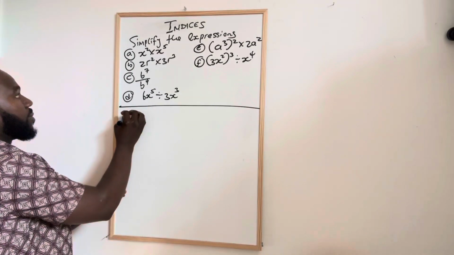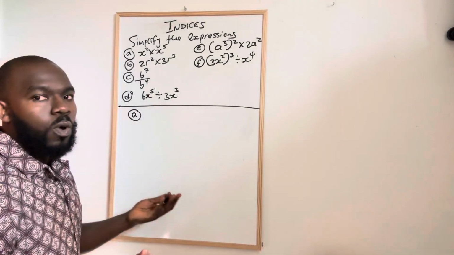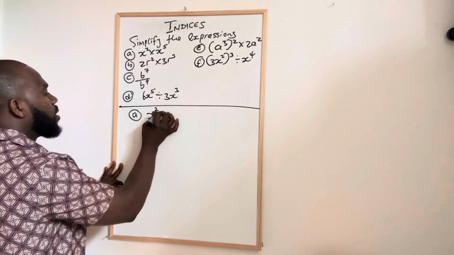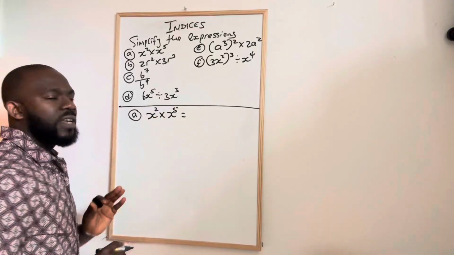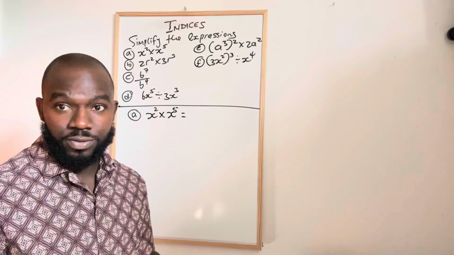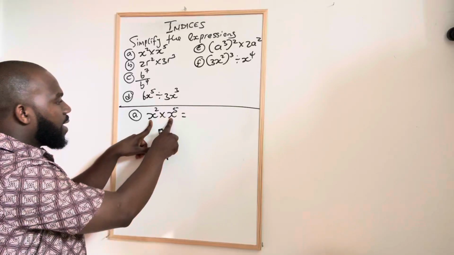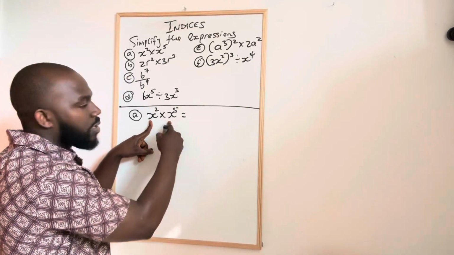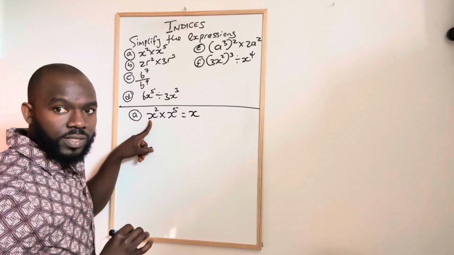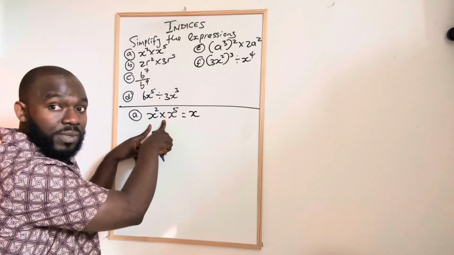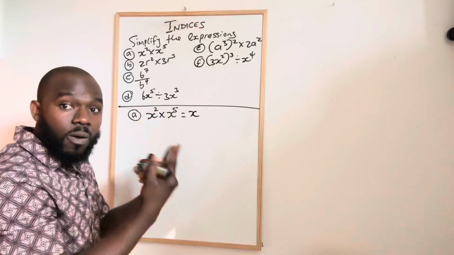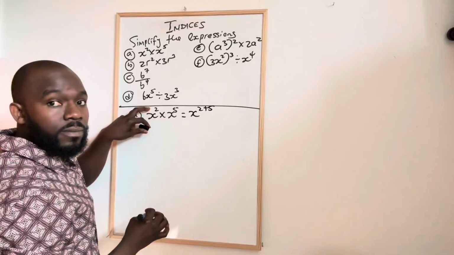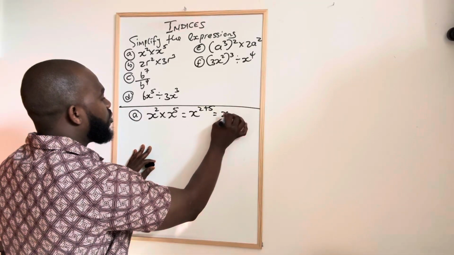Question number 1, A. So let's see what we have. We've got x raised to the power of 2 times x raised to the power of 5. This is a straight and simple question. What do we do? Like we said, multiplication law. The bases are the same, x, x. So I'm going to pick 1x. And then because we have times here, we are going to add our powers. So it automatically becomes 2 plus 5. So that gives us x raised to the power of 7.